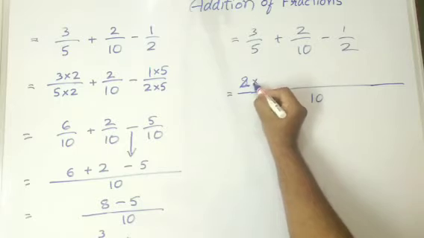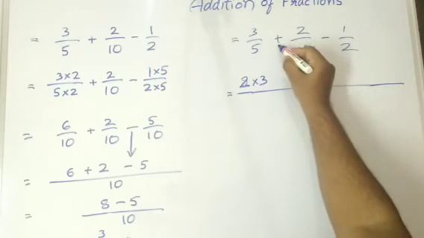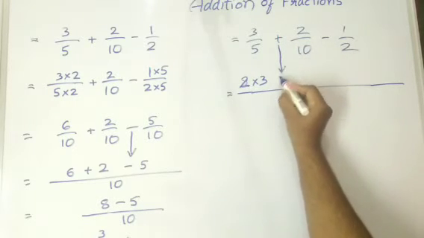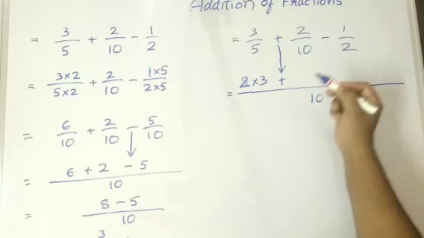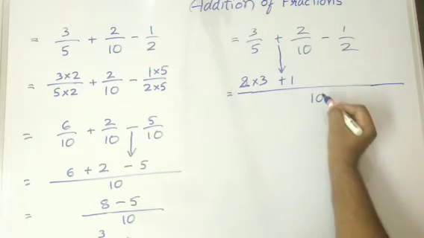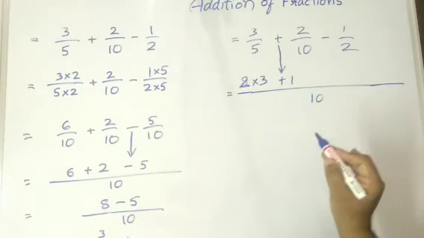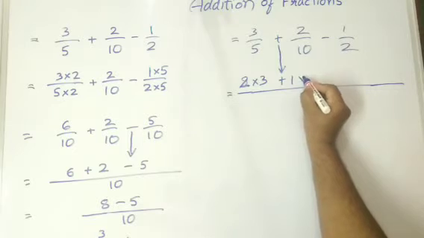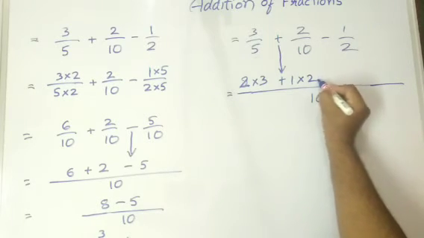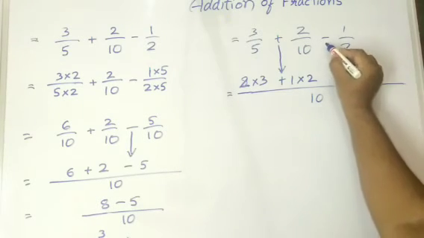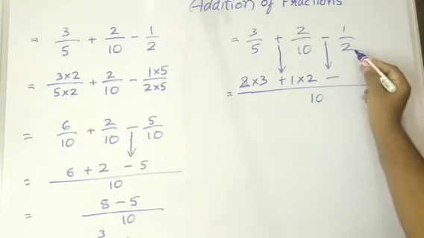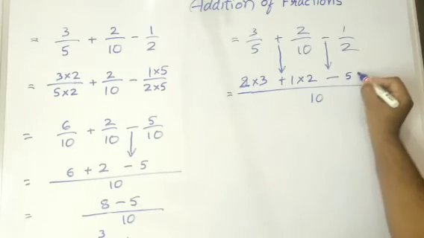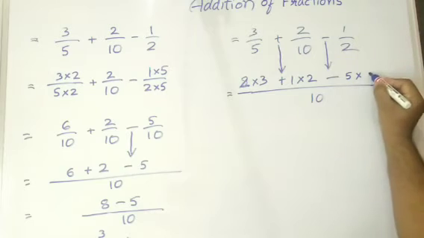5 2s are 10, into the upside 3. Then this plus sign will come here. Plus. Now here 10 is there. 10 into what will become 10? 10 1s are 10, into this upside numerator. And here the sign is minus, so bring that sign minus. And for 2, by the 2 table, 10 we get at 2 5s are 10, into the upside numerator 1.